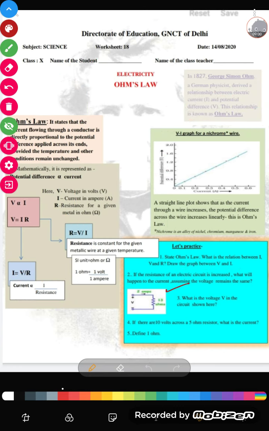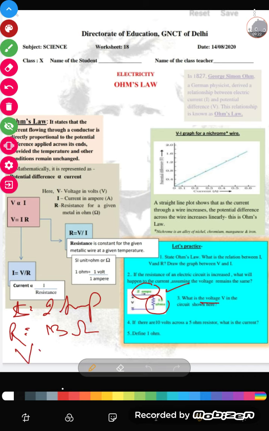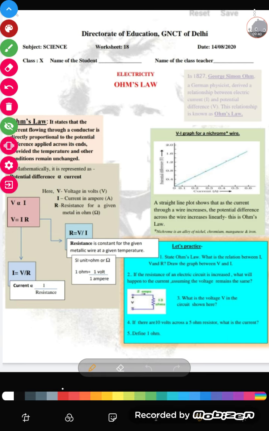They have given you a circuit, and the question is: what is the voltage V in the circuit shown here? Students, here we have a current of 2 ampere, and the resistance is equal to 13 ohm. Then we have voltage V. V is equal to IR. What do we have? I is 2, R is 13, so that is 26 volt. Okay, next question.